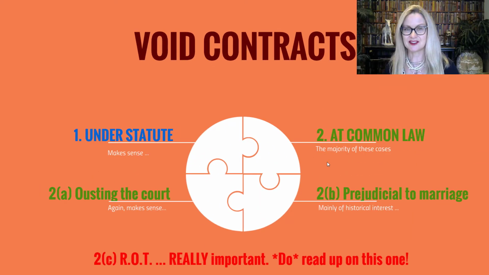Now, much like our discussions in previous videos in this video series, contracts might be rendered void either by statute or at common law. And contracts that are rendered void at common law fall into one of three different categories. Firstly, contracts that purport to oust the jurisdiction of the court. Secondly, contracts that are prejudicial to marriage. And thirdly, restraints of trade, or what I lovingly call ROT. Those ones are really important, and you certainly need to do your readings on those.